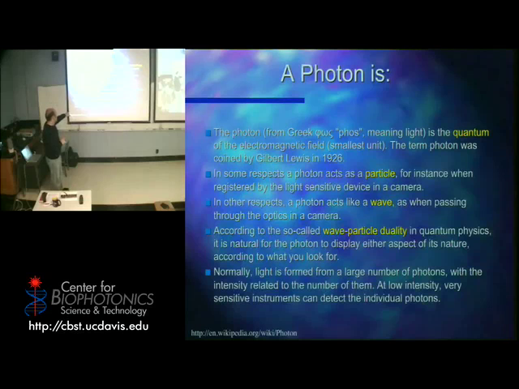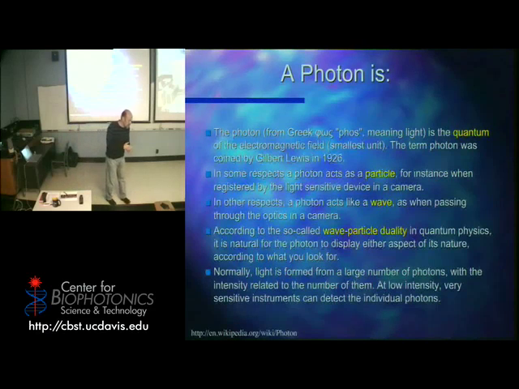Now, normally light is formed from a large number of photons, and the intensity is related to the number of them. So when we have very few photons, we think of it as being dim. When we have a lot of photons, we think of it as being bright. Okay? Our eyes need somewhere in the order of a few hundred photons to detect light.